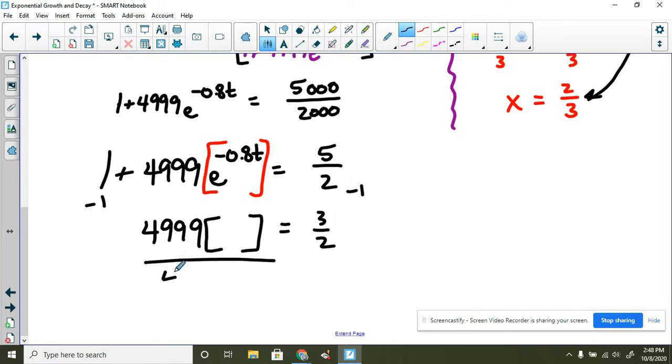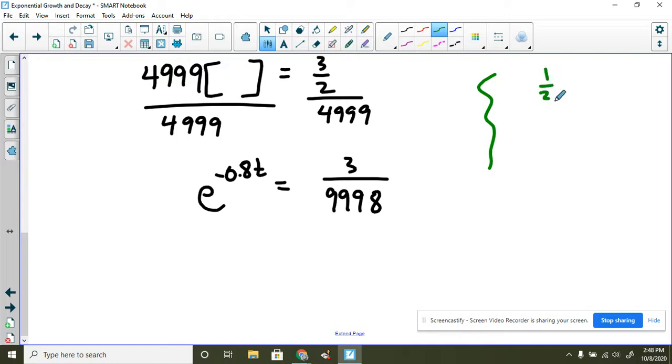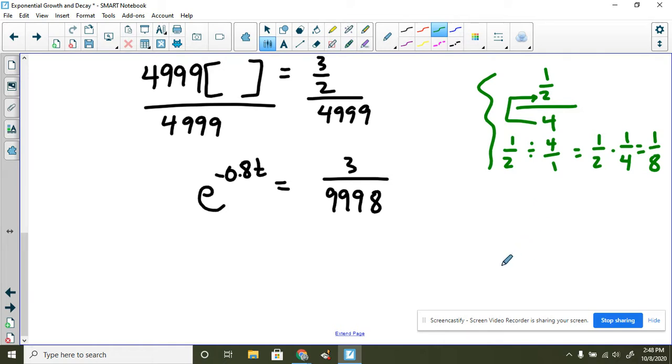And then I'd be dividing this by that 49.99. Now you're really not going to like me because I'm going to write this as 3 over 9,998. Another little fraction trick. What do you do when you're dividing a fraction by a whole number? That's really 1/2 divided by 4 over 1, which is really 1/2 times 1 over 4, which is 1 over 8. So when you take a fraction and you divide by a whole number, you just multiply. So I took this, multiplied it times the top. You still with me?